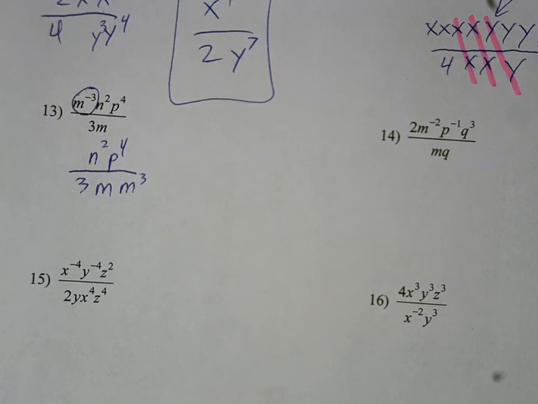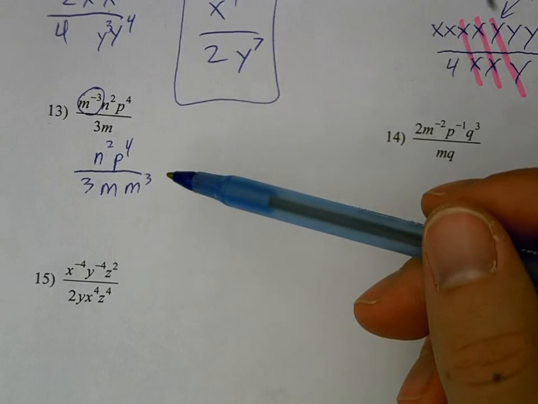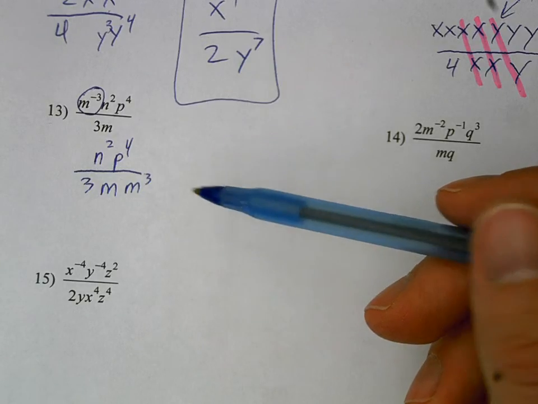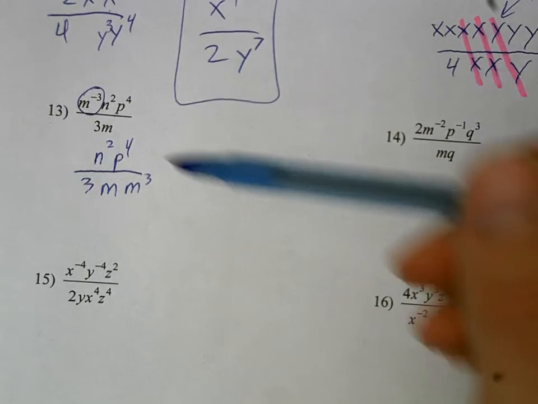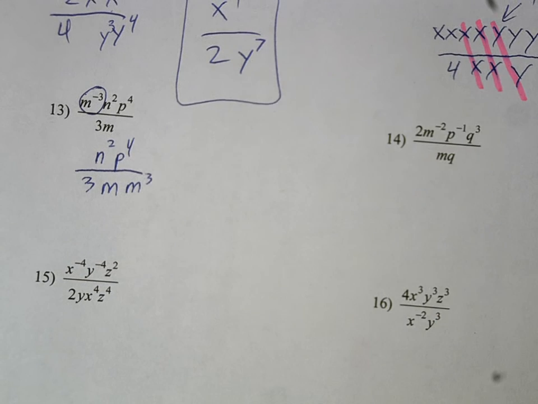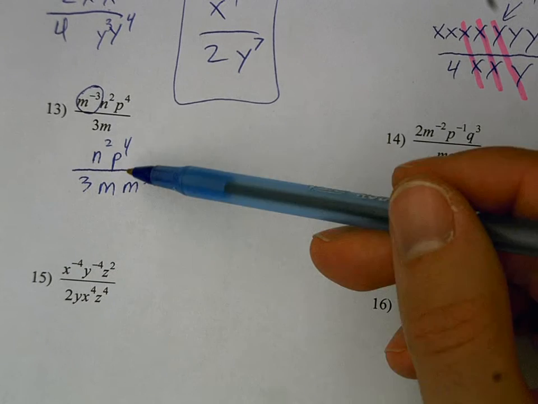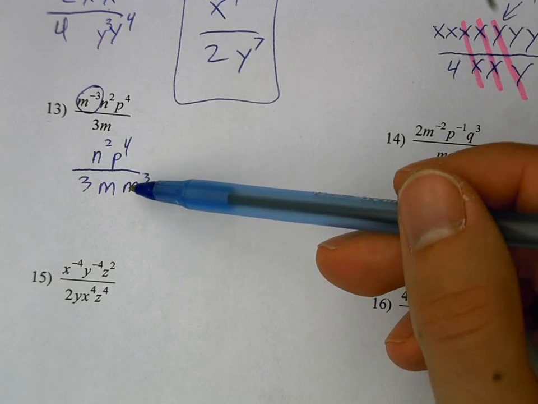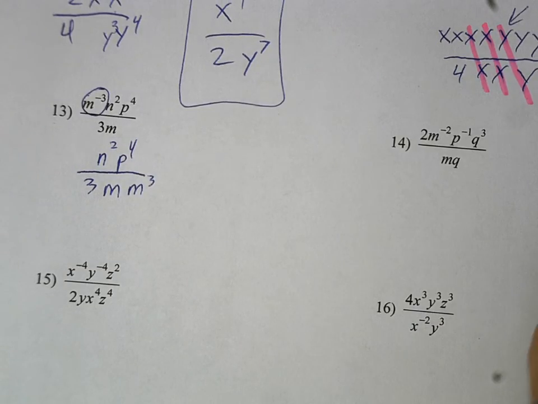Now, Alina, I know you weren't here yesterday, but I bet you could do this next part. Do we have any variables that are the same on the top and the bottom? Like, there's an n on the top. Is there an n on the bottom? All right, same thing with the p's. And the m's, we have multiple m's, but they're all on the bottom, right? So we're actually not going to subtract anything. We're not going to cancel anything out here. Does that make sense to everybody?